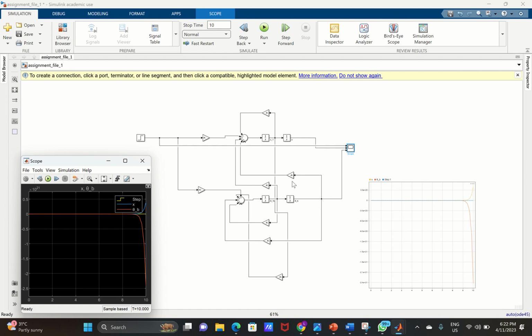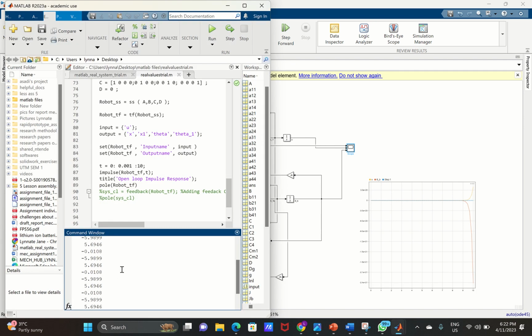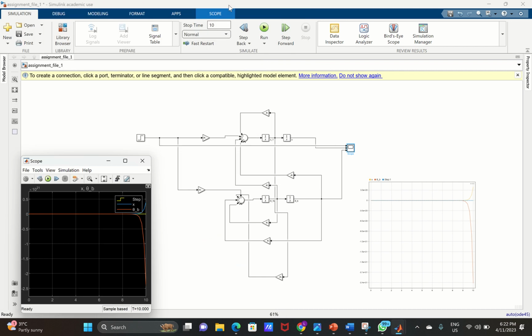Now, for stability, looking at the poles we got in the Matlab file, right here, we are also able to see that we have poles of the robot. Okay, this is our transfer function. This is robot TF. So we have poles that clearly show that the system is not stable, and hence a need for a control system for us to be able to have our system stable and for the robot to be able to balance.